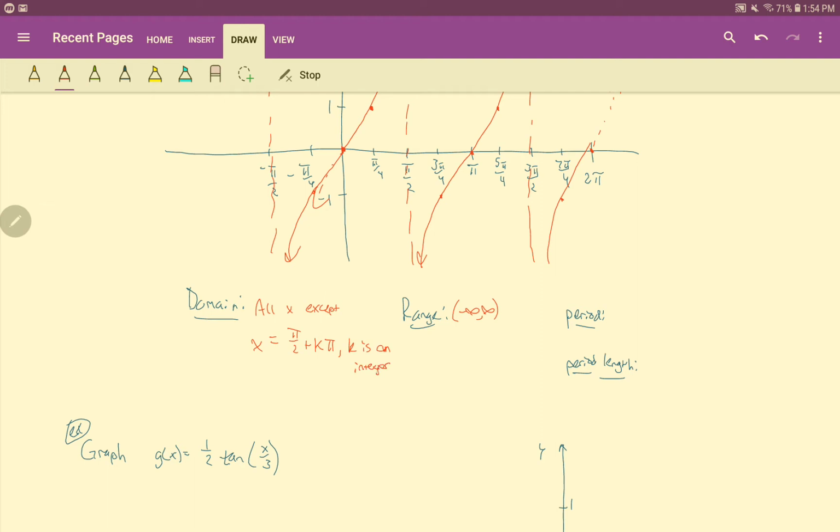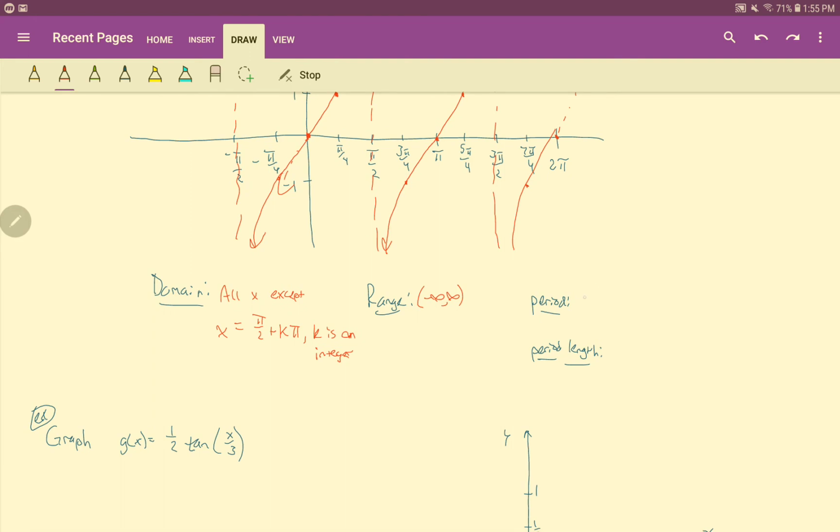This allows us to create a generic formula for all the different x values that we have to restrict. We start at pi over 2, and if you add k pi, where k is an integer, so integer multiples of pi. If I add 2 pi to pi over 2, that's going to have an asymptote. If I add 3 pi to pi over 2, that's going to have an asymptote. If I add -7 pi to pi over 2, that's going to have an asymptote. So that's the way we're going to describe the domain there.